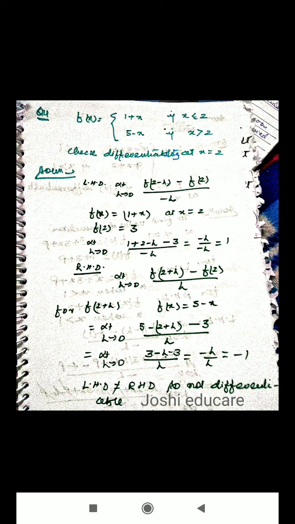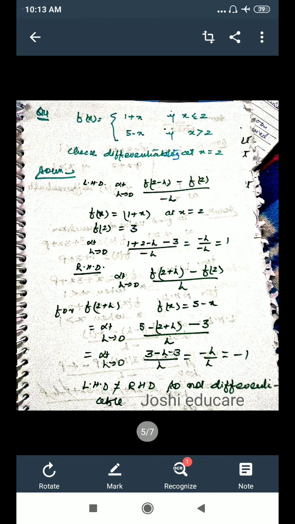So you just calculate f(2+h) using this as a function. So it will be 5 minus 2 minus h. And f(2), if you calculate, you put x equal to 2 in this, you will get it is 3 only. On calculating, it comes out to be minus h by h, so it is equal to minus 1, whereas your left hand derivative is plus 1 and right hand derivative is minus 1. So left hand derivative is not equal to right hand derivative, so it is not differentiable.